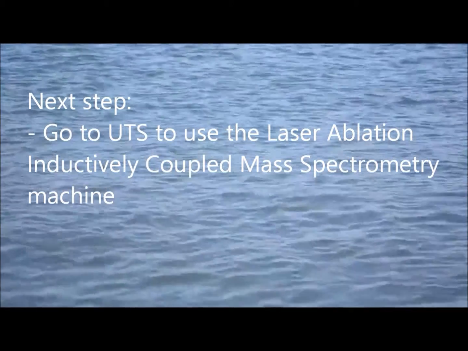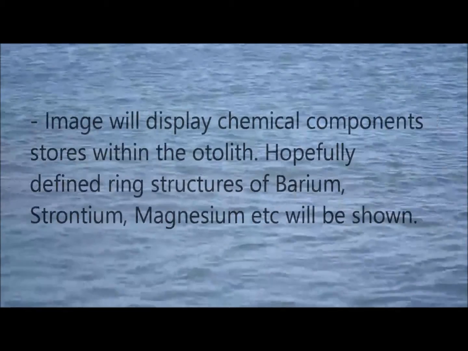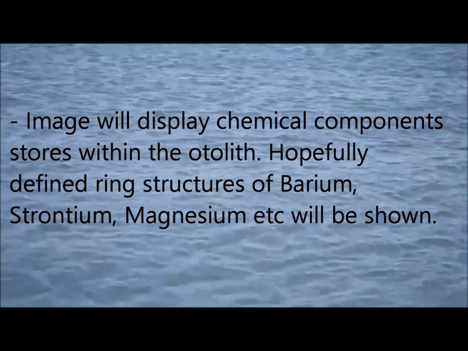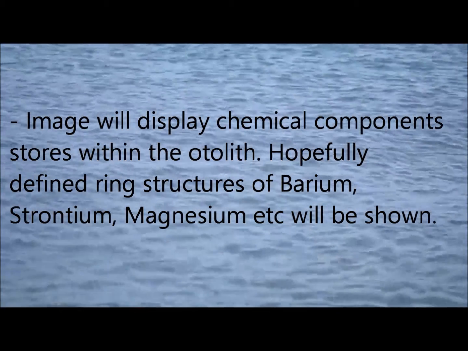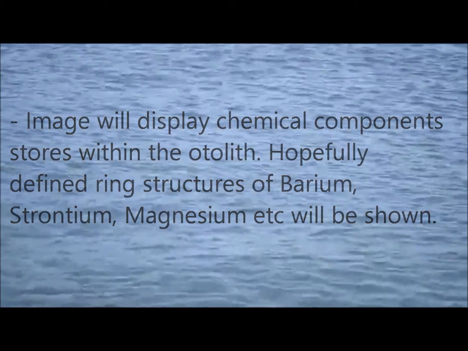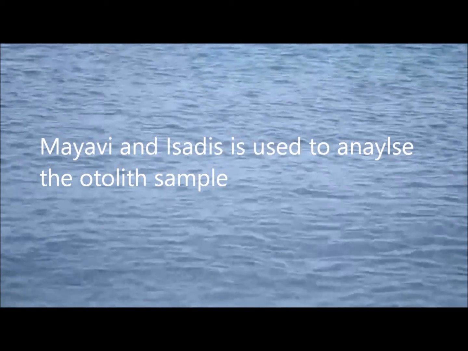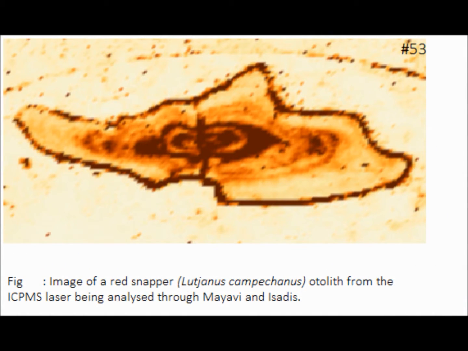Once all the polishing is done, it will go to UTS, and on the slide through the laser ablation inductively coupled mass spectrometry to receive images of the chemical components which are stored within the otolith. These images will display the otolith and any chemical component which the laser has picked up on, and it is analyzed through a program called Iolite. The program allows for these chemical components to be depicted through an image.